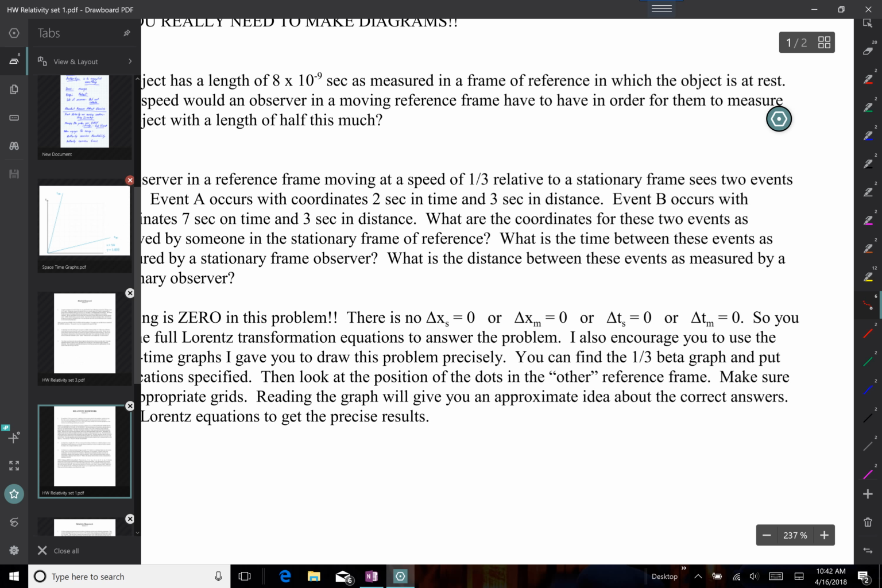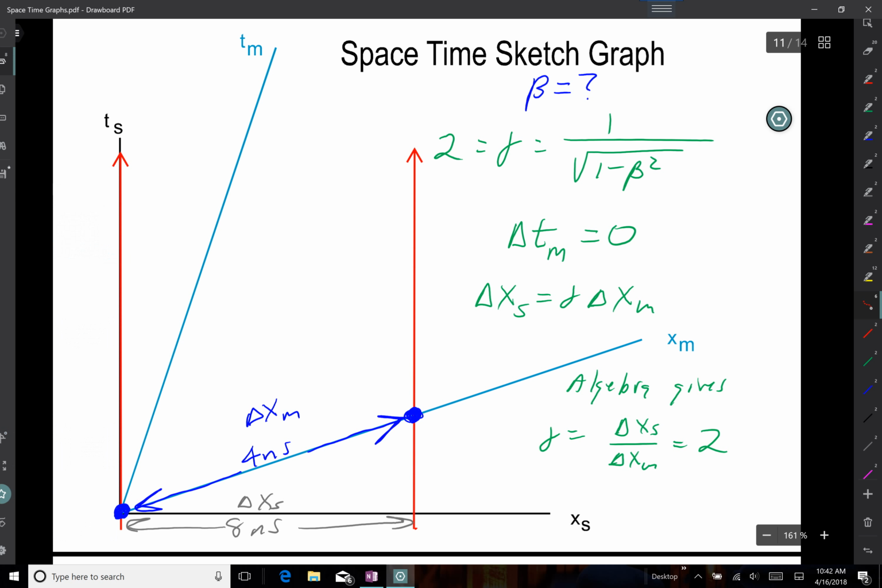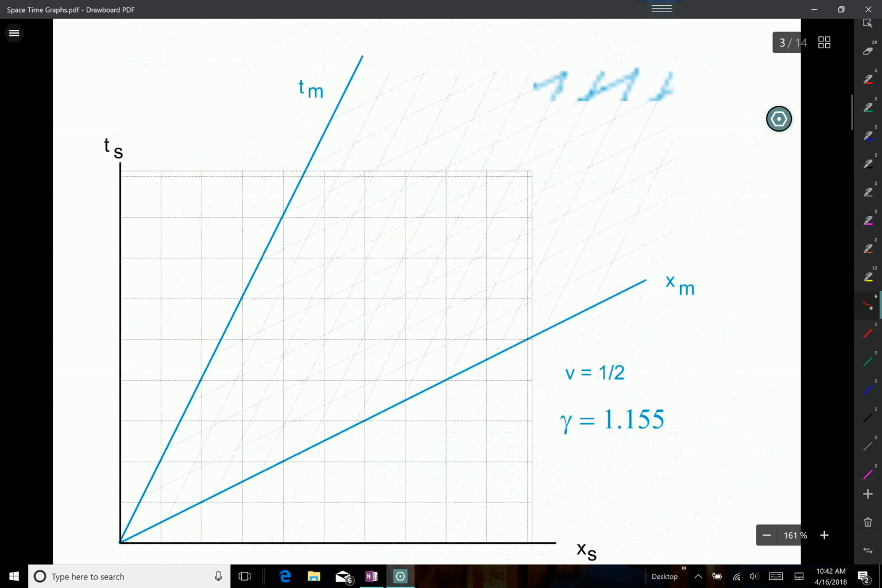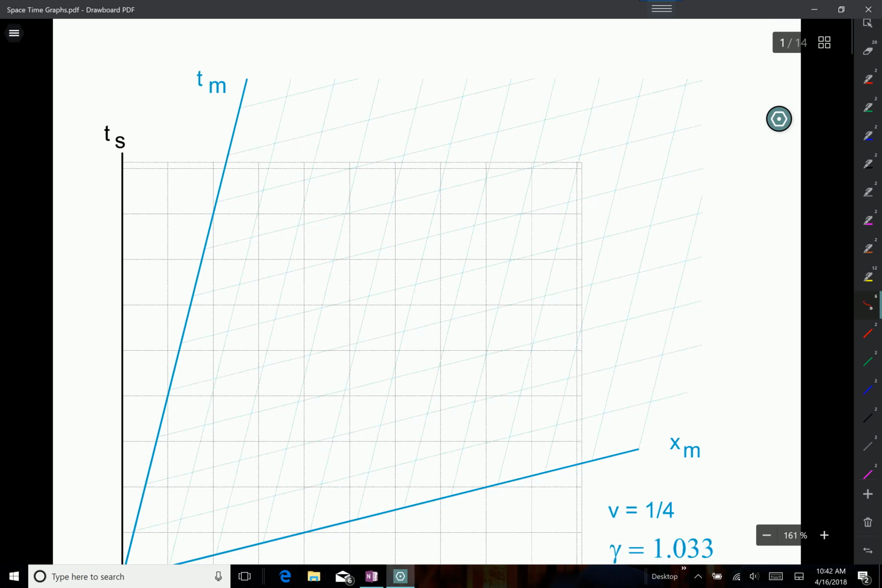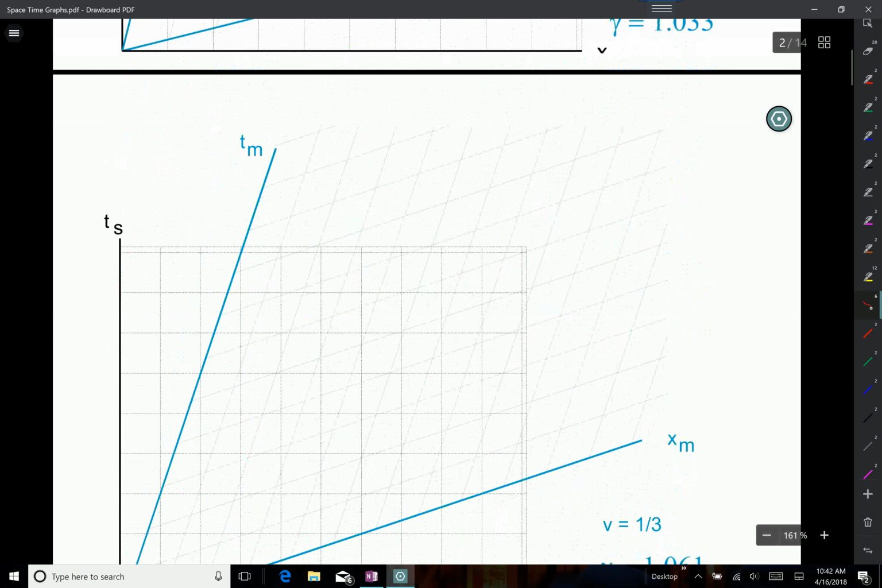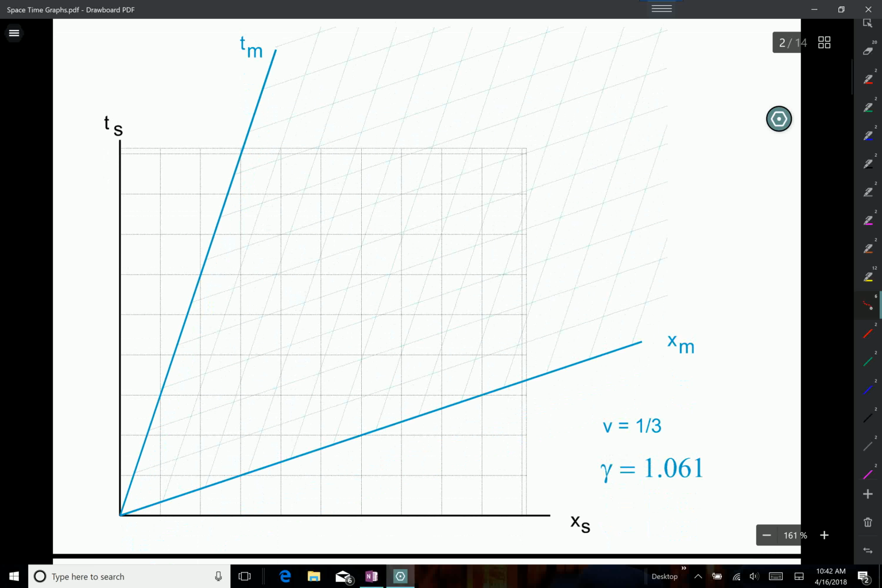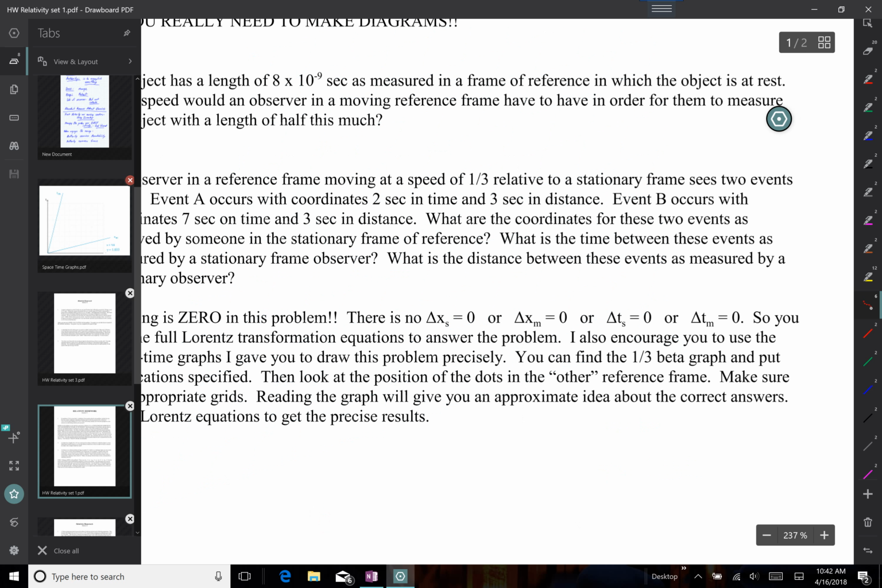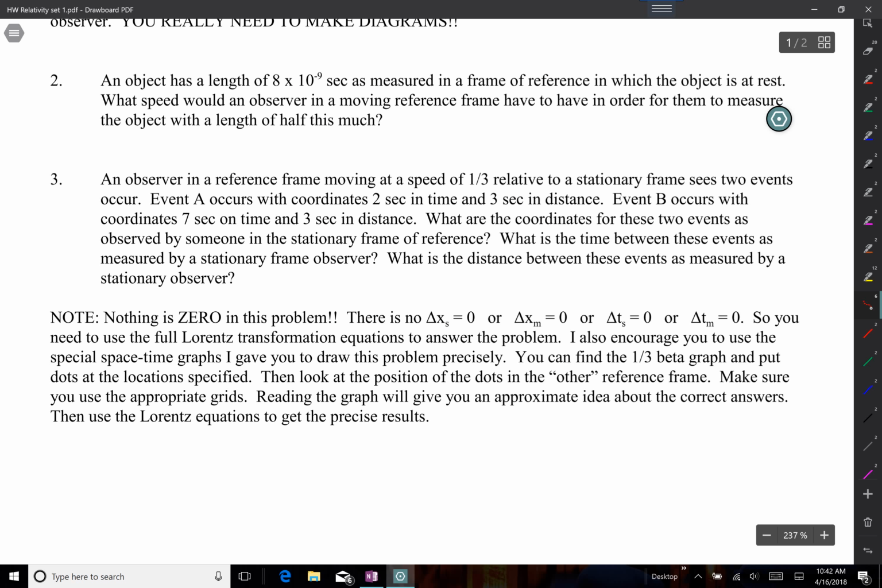So we're going to go back to our diagram. We're going to choose the beta 1/3 diagram. There we are. Okay. So we have a special graph, and if you have a special graph, it's best to use it. So there's our graph, and we have 2 events. So let's take a look at the 2 events.